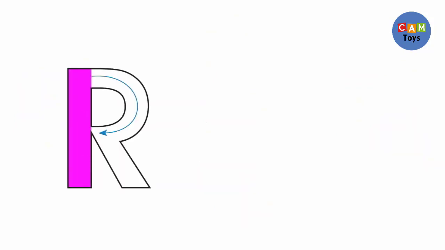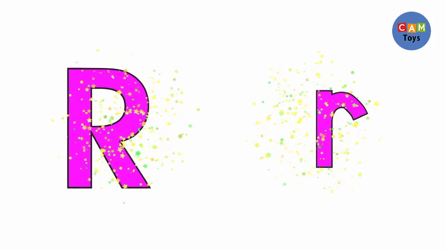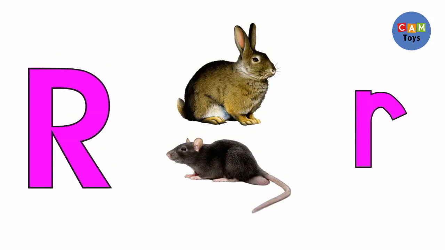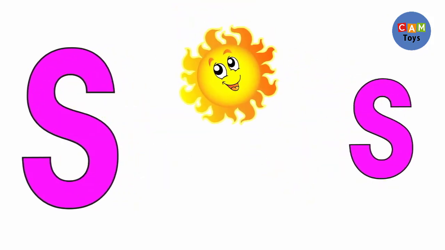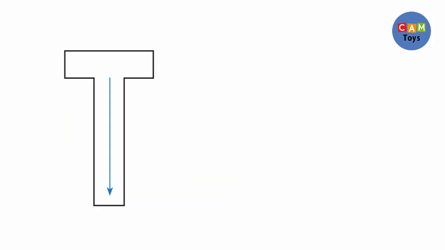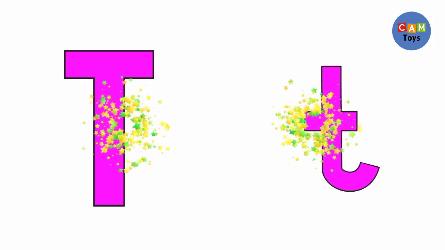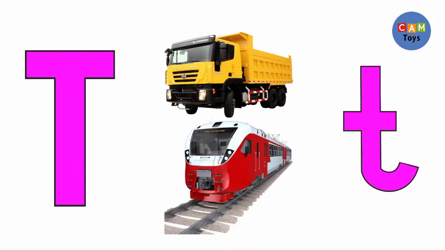R. R for rabbit. R for rat. S. S for sun. S for sunflower. T. T for truck. T for train.